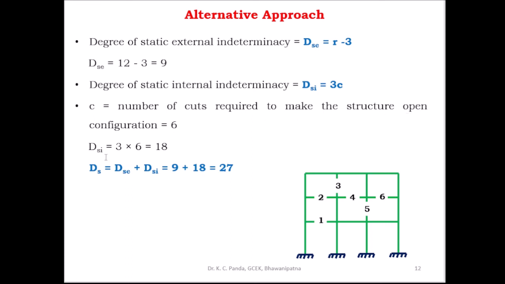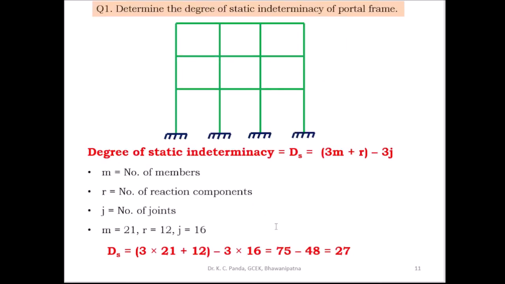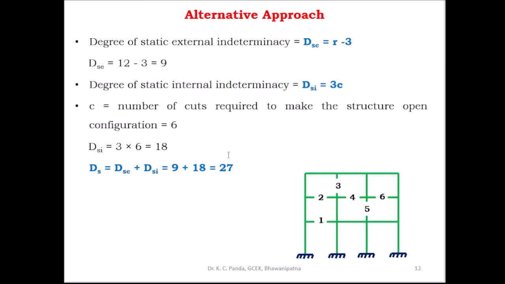Then you can find out the degree of static internal indeterminacy. So this is equal to 3 into 6, which is equal to 18. Then you can find out the total degree of static indeterminacy. ds is equal to dsc plus dsi. So dsc is equal to 9 and dsi is equal to 18. So 9 plus 18 is equal to 27. The total degree of static indeterminacy is equal to 27. And here also you got 27 in the first approach, and in the second approach also you got 27.